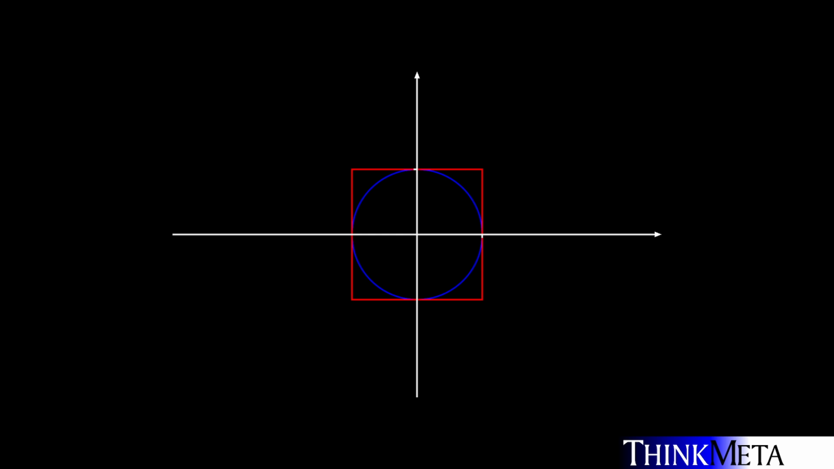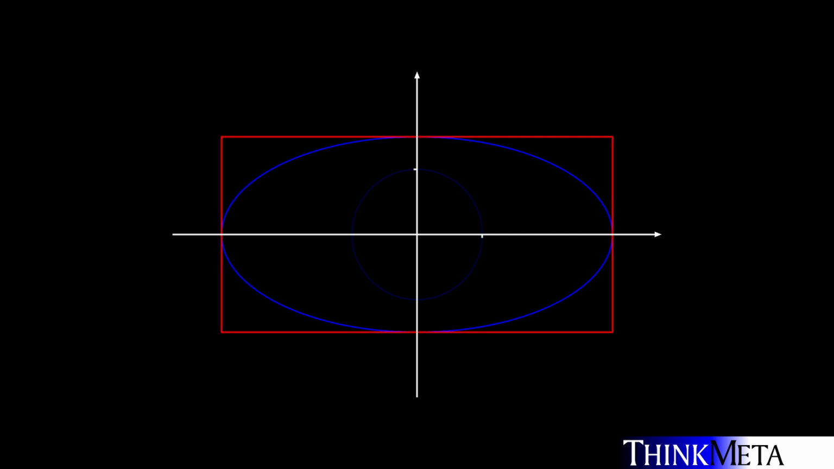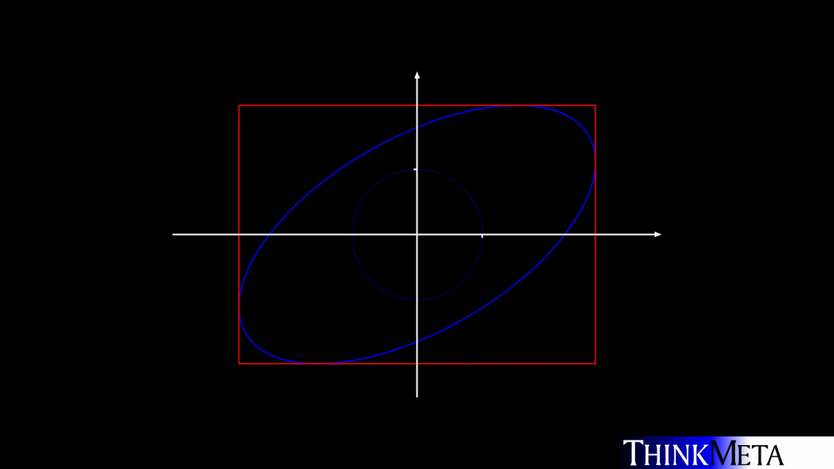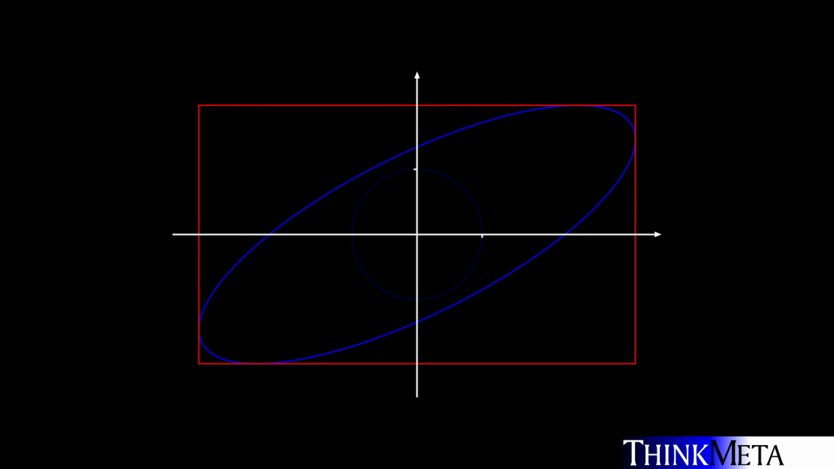We begin with a unit circle. Its bounding box is a square aligned with a coordinate axis. Now let's apply some transformations. Scaling stretches the circle into an ellipse. Rotation spins the figure around the origin, and shearing distorts it diagonally. In each case, the bounding box changes to fit, but it remains axis-aligned. That's the key constraint.